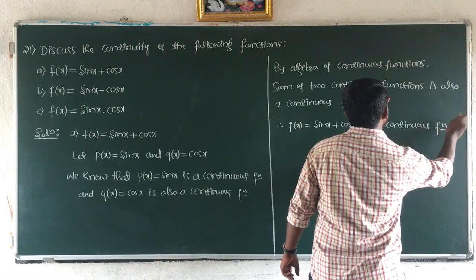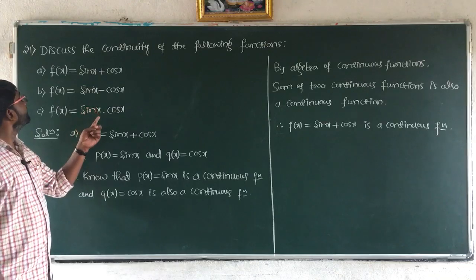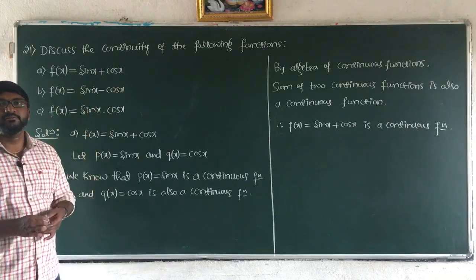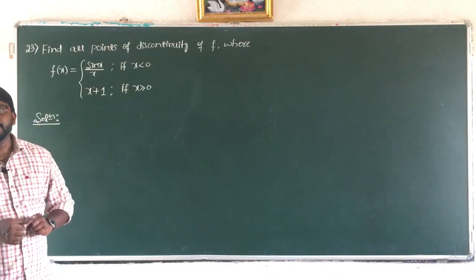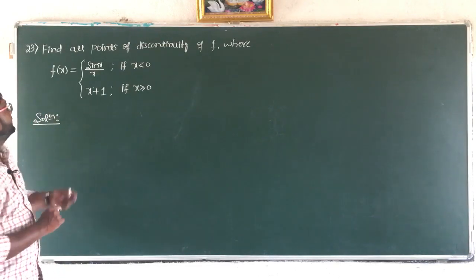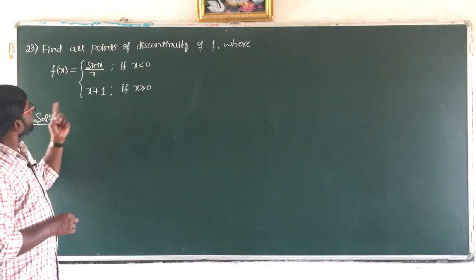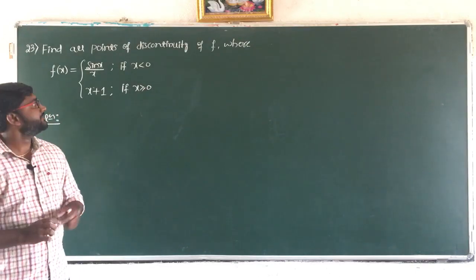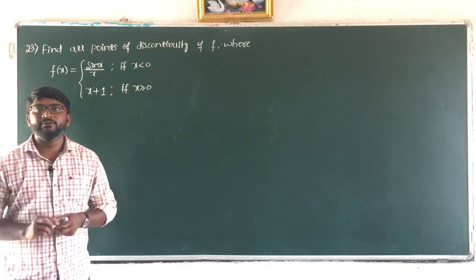So similarly you will have to do the 22nd and 23rd questions. So this is all about the 21st question. Let us take the 22nd as an assignment. So I will solve the 23rd problem. Find all points of discontinuity of f where f of x is equal to sin x by x if x less than 0 and x plus 1 if x greater than or equal to 0.